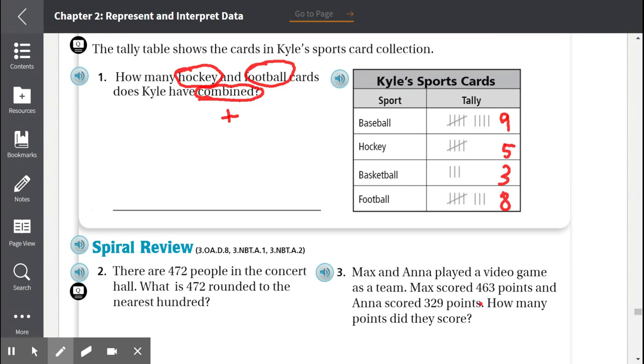But we had to find just hockey and football. So hockey had 5 and football had 8. So we know we have to combine them, and that means to add. So we're going to add 5 plus 8. And 5 plus 8 equals 13.